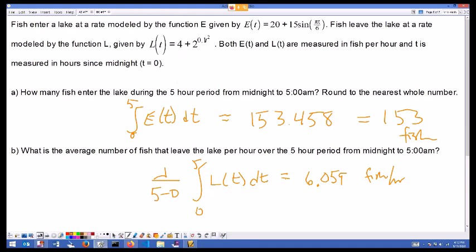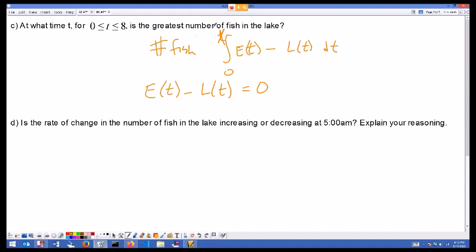Well, E of t minus L of t is the derivative of the number of fish. It's the rate at which the fish are entering, or the rate at which the number of fish in the lake are changing is E of t minus L of t. So we want to know when the greatest number is. We can see when that's equal to 0. But technically what we're doing is saying that the number of fish in the lake is the integral from 0 to x of E of t minus L of t dt. The derivative of this is E of t minus L of t. We set that equal to 0. So you have to write that to get full points.